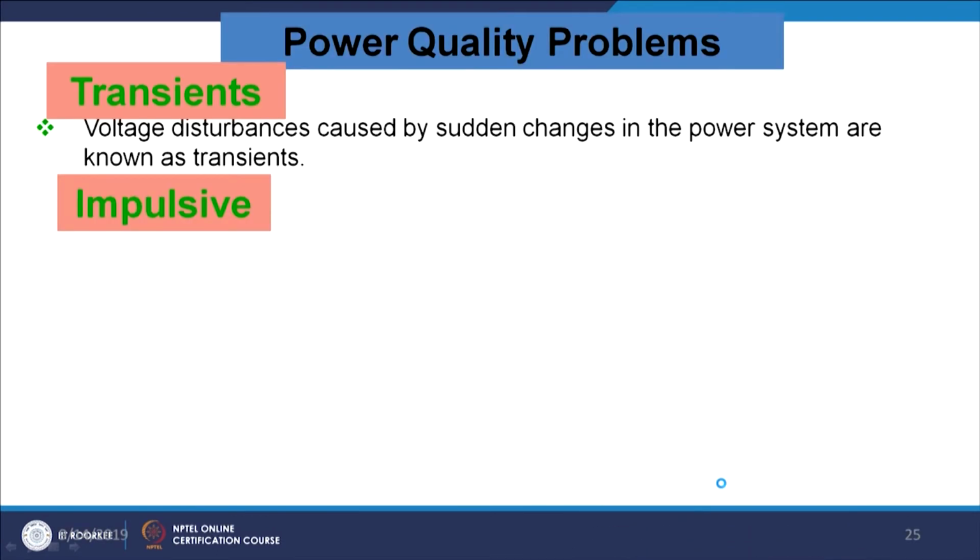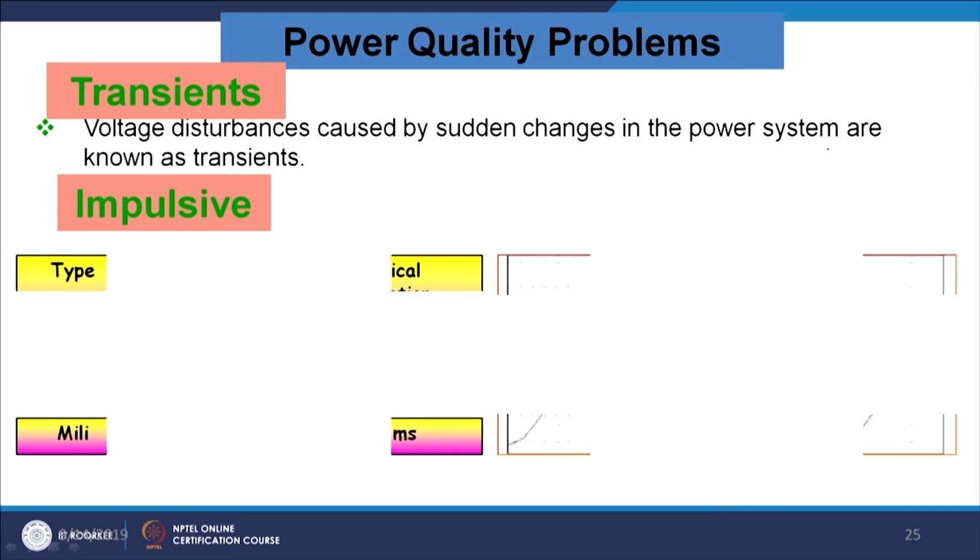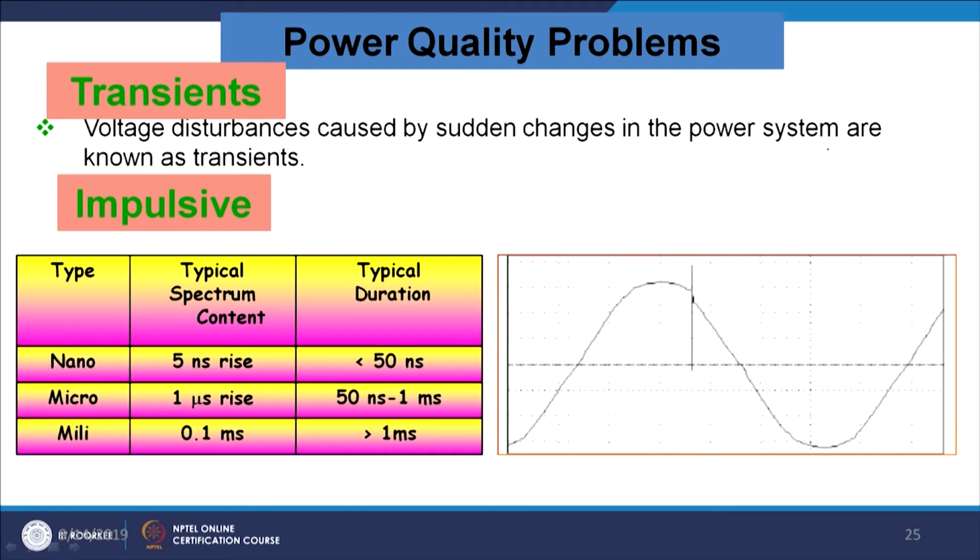Thereafter, let us talk about transients: disturbances caused by a sudden change of the power system, and these can be impulsive. Let us see that. These are the ranges of it. For nano, the spectral rise time is 5 nanosecond and the typical duration is less than 50 nanosecond. For micro, the rise time is 1 microsecond and the typical duration is 50 nanosecond to 1 millisecond. For milli, it is 0.1 millisecond, with a typical duration of more than 1 millisecond.